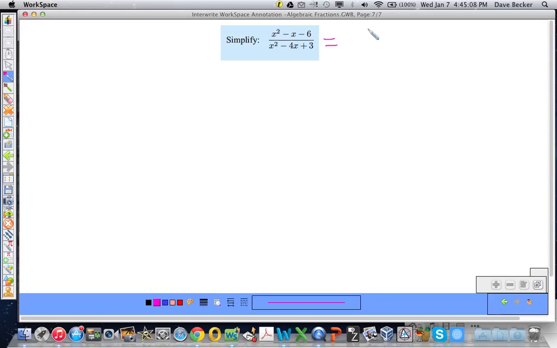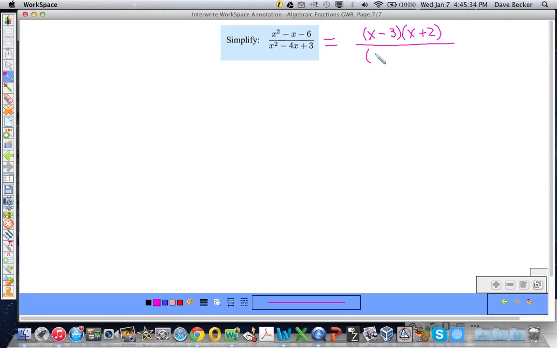So x squared minus x minus 6, that factors into x minus 3 times x plus 2, because negative 3 times 2 is negative 6, and a negative 3 times x is negative 3x, and x times 2 is 2x. Those combine to give you negative x. You guys know how to factor.